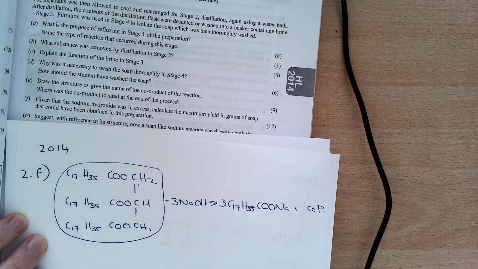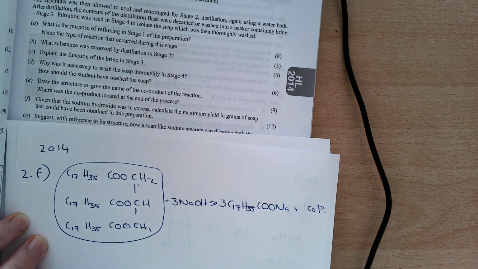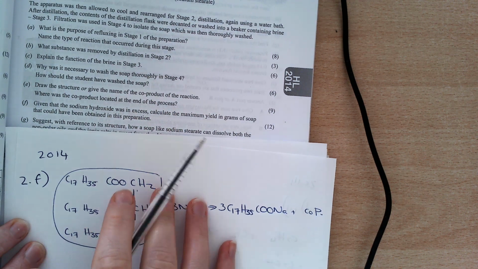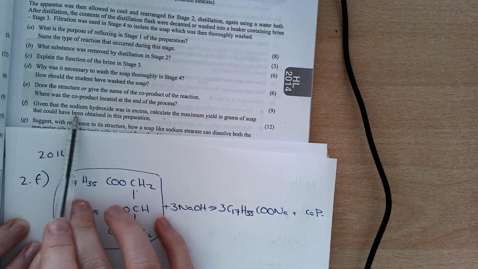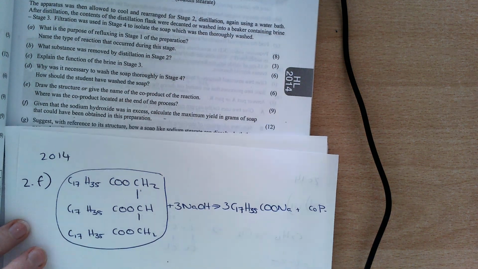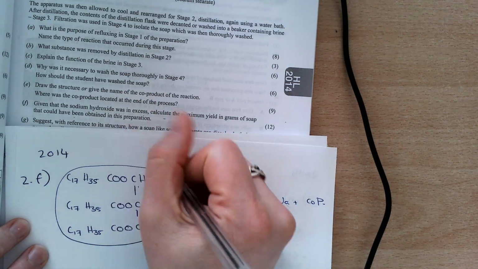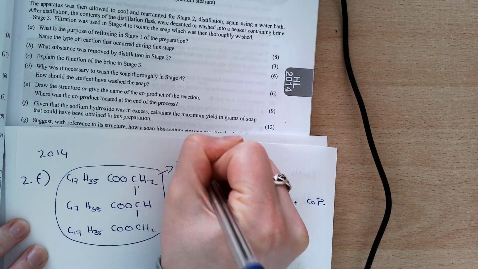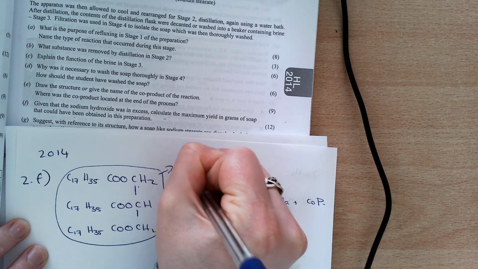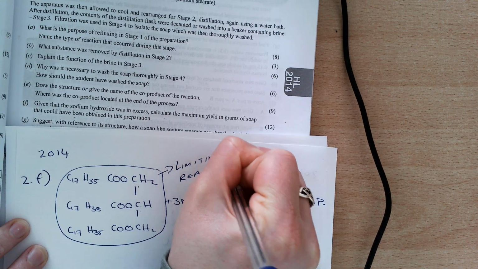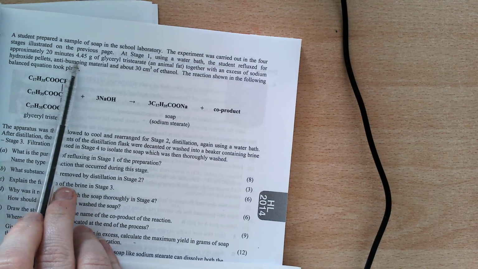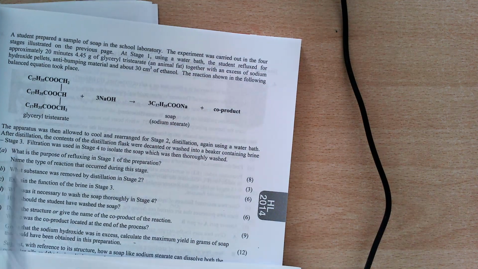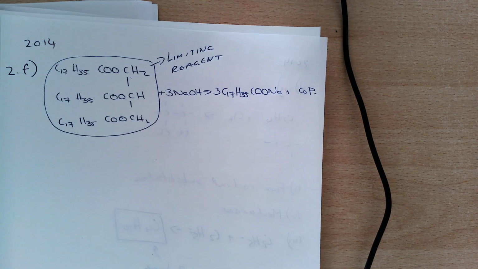The limiting always determines the amount of product that's formed, so it's the limiting that I'm concerned with. I'm asked to calculate the maximum yield in grams of soap that could have been obtained in this preparation. So this here is my limiting. I'm going to see how much I have of this limiting reagent, and I am told in the question up here that I have 4.45 grams of my glycerol tristearate.